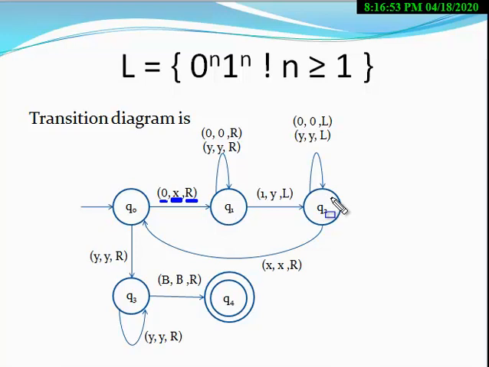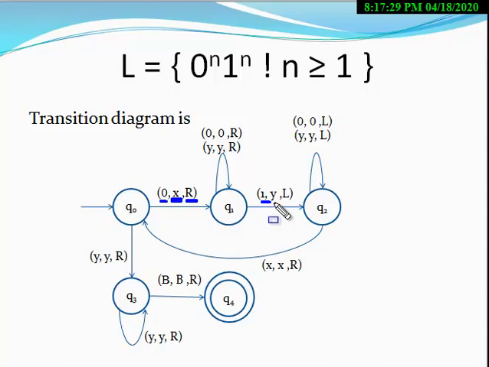Okay, now at the state Q1, the machine only moves to the right until 1 appears as input. So clearly, before 1, the tape symbols 0 and Y may appear on the tape. When 0 and Y appear on the tape, the machine only moves in the right direction. As soon as 1 appears as the tape symbol, the machine changes its state from Q1 to Q2, right?